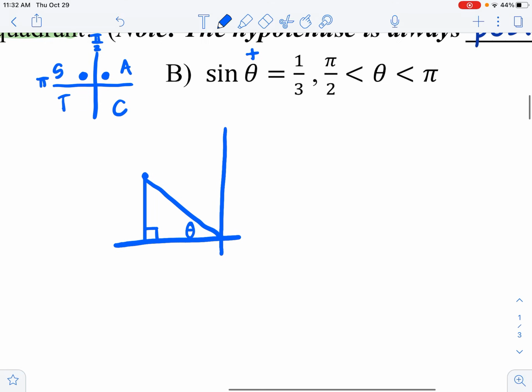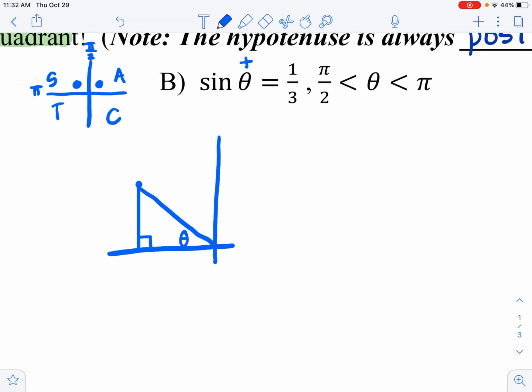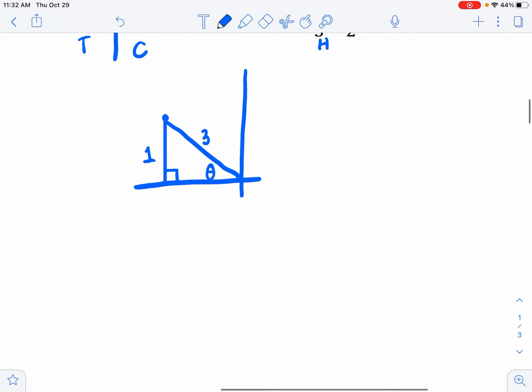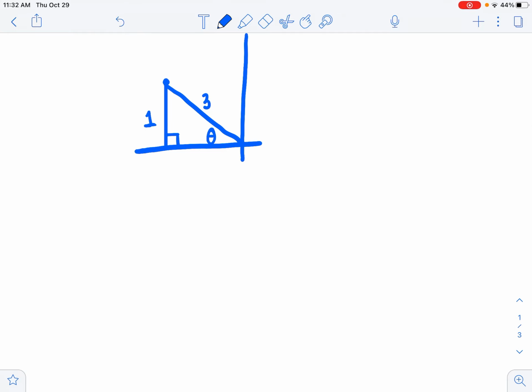Right angle, theta is created by your x-axis and your terminal side. All right, now I'm going to go back here and see what they gave me. They gave me sine, which is opposite over hypotenuse. So the opposite side's 1, the hypotenuse is 3. Now I look for more information, and that's all I have. So I'm going to have to use the Pythagorean Theorem to get my third side.